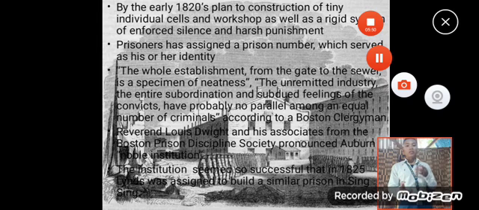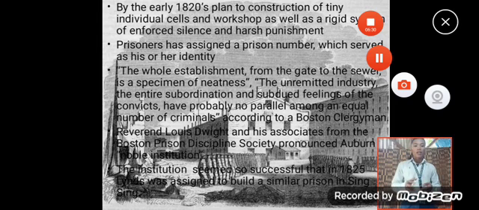A Boston clergyman who visited Auburn in 1826 found it a shining example of what could be accomplished with proper discipline and design. The Auburn system was also pursuing the development of discipline in offenders. He wrote that the whole establishment from the gate to the sewer is a specimen of neatness, and that the unremitted industry, the entire subordination, and the subdued feeling of the convicts have probably no parallel among an equal number of criminals.